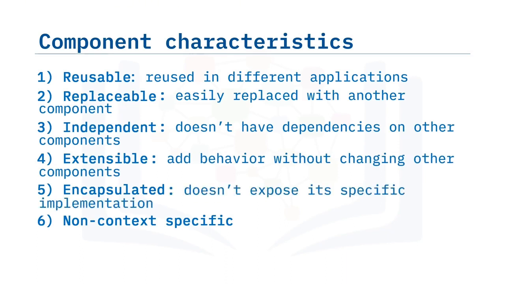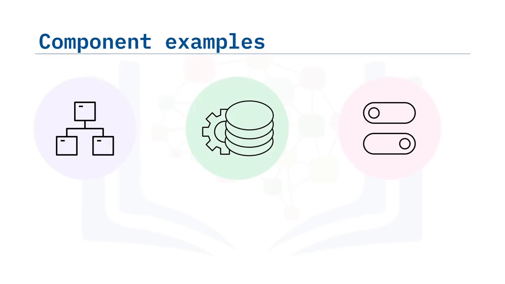Encapsulation consists of bundling a component's data and methods to hide its internal state so it doesn't expose its specific implementation. And creating a component that is non-context specific involves designing it so it operates in different environments. Data that sets its internal state should be passed to the component rather than included within or accessed by the component. Let's take a look at some examples of components.